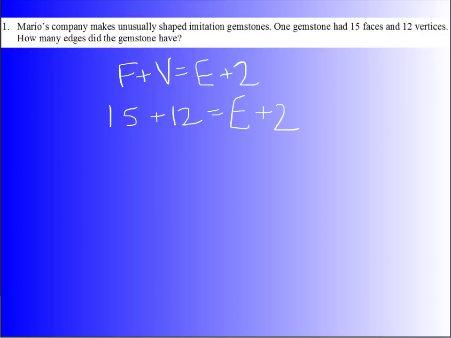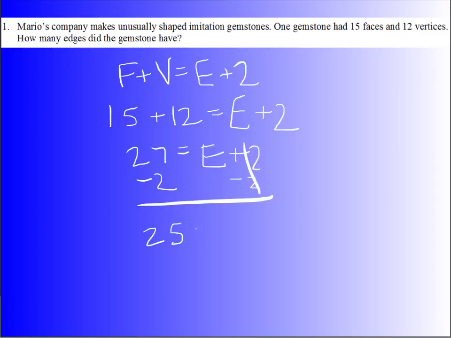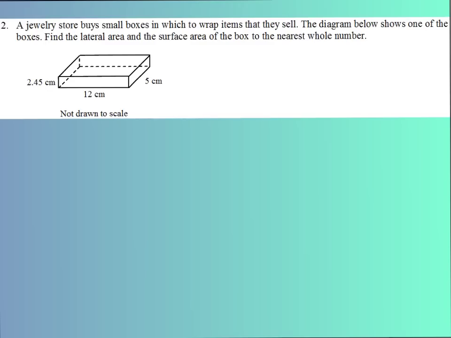So 15 plus 12 is 27. That equals E plus 2. I'm going to subtract 2 from each side, and I end up with the fact that I have 25 edges.